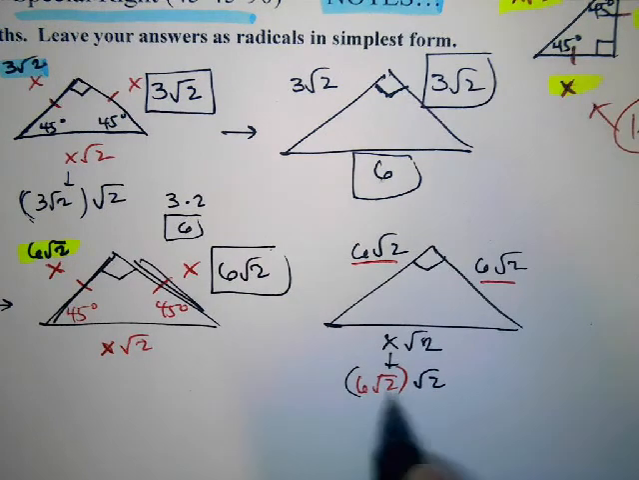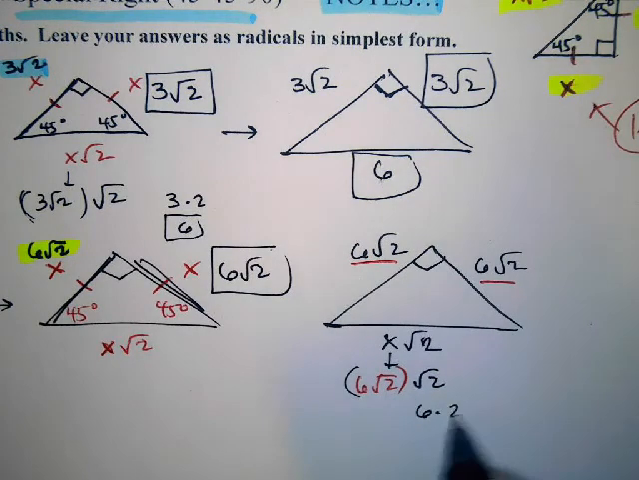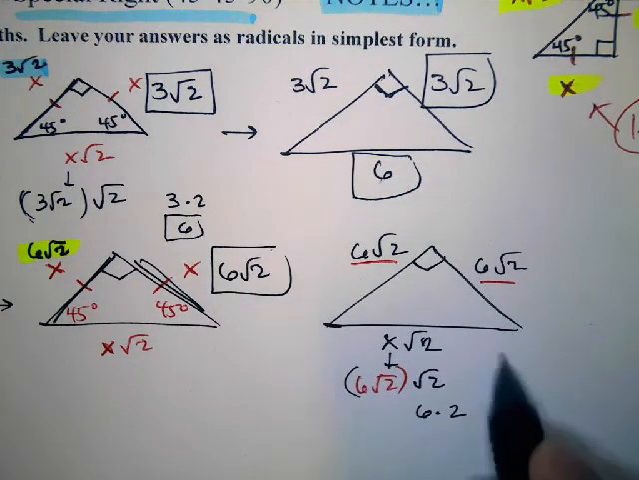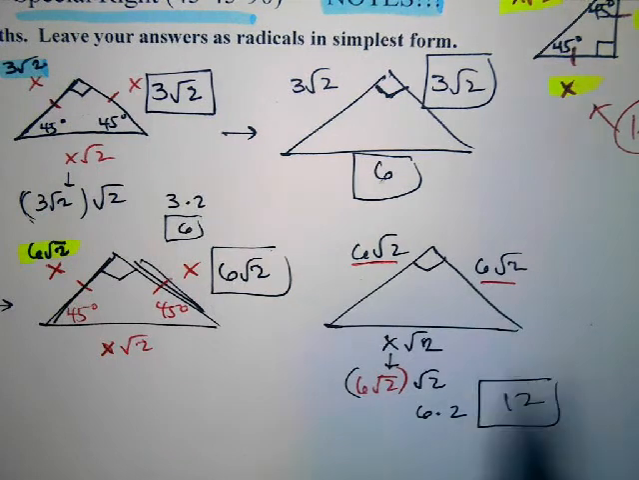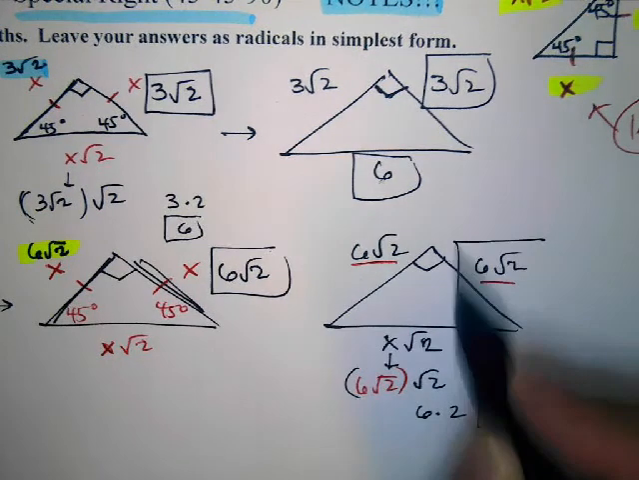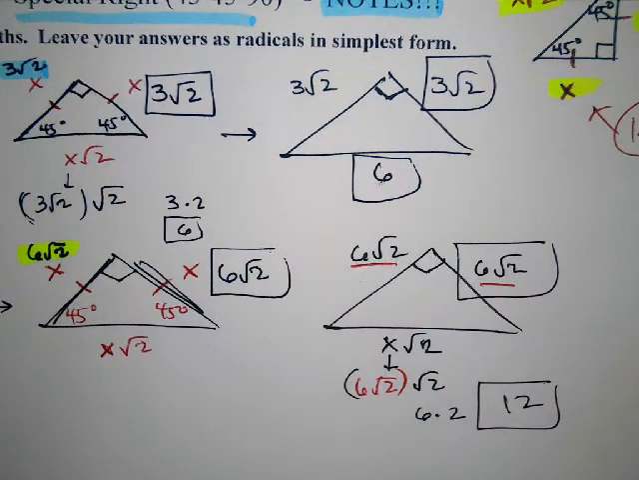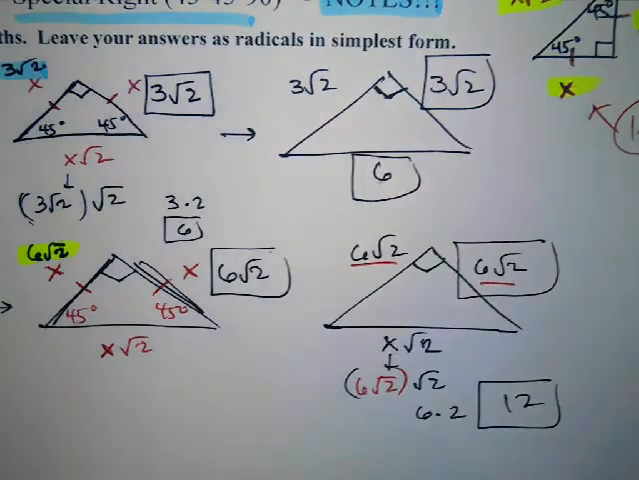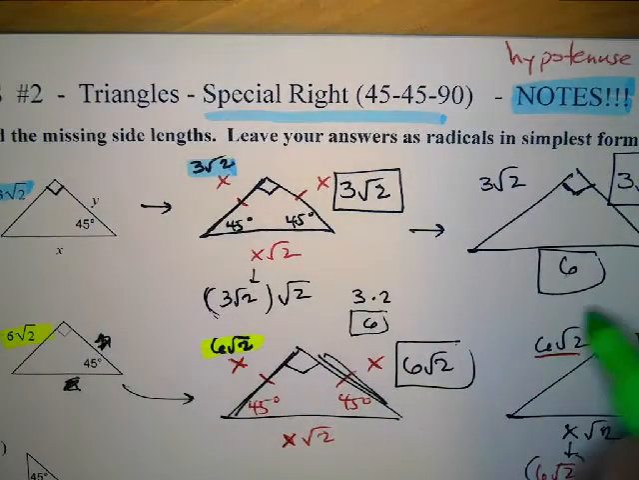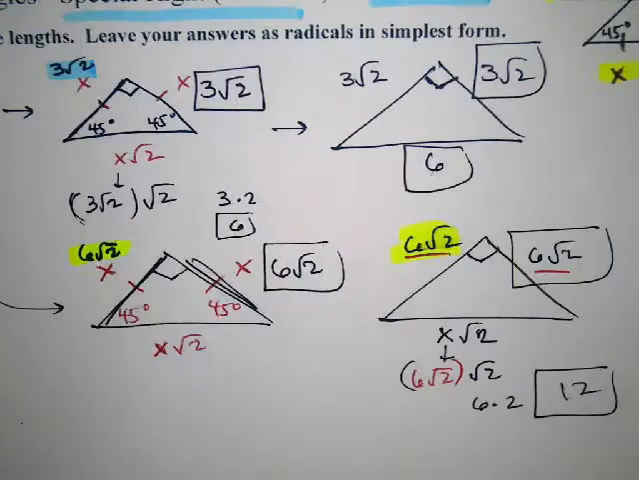What's going to happen there when you multiply 6 root 2 times another root 2? That's another way of saying 6 times 2. So what is 6 times 2? Well, it's 12. That means that this side is 12. Here's my two missing sides. Remember, this is the one that they gave you. They already gave you one. You're supposed to find the other two. Okay.